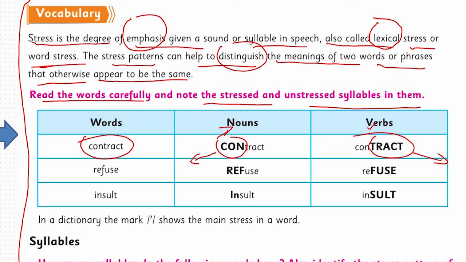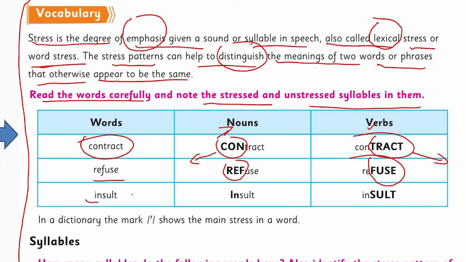So we have divided that. In nouns, we have the emphasis on C-O-N, the con here. And in verbs, we have emphasis on tract here, which is in the verb category. The second word here, refuse. Here the REF is a noun. The syllable REF is emphasized in this, and the refuse is a verb here. So the word is refuse, when we say no to something or someone.